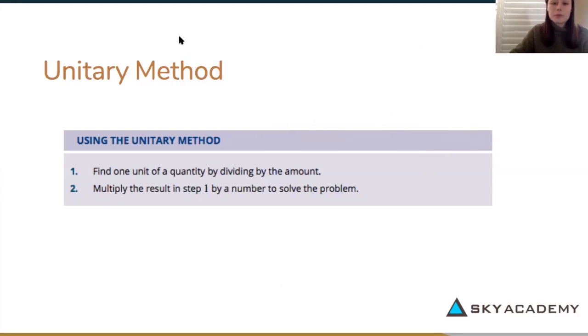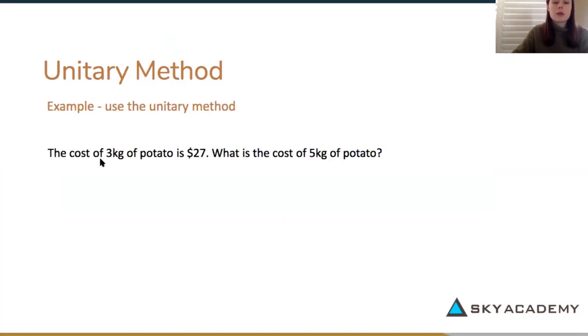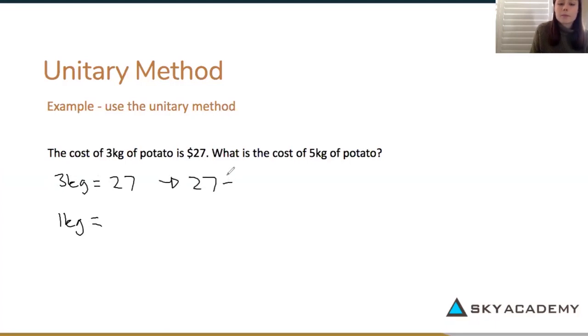Here it says the cost of 3 kilograms of potato is $27. What is the cost of 5 kilograms of potato? So what I'm going to do is say that 3 kilograms equals 27. So I need to go to 1 kilogram. To figure that out, I'm going to divide 27 by 3. And 27 divided by 3 gives you 9. So 1 kilogram of potatoes is going to cost $9.